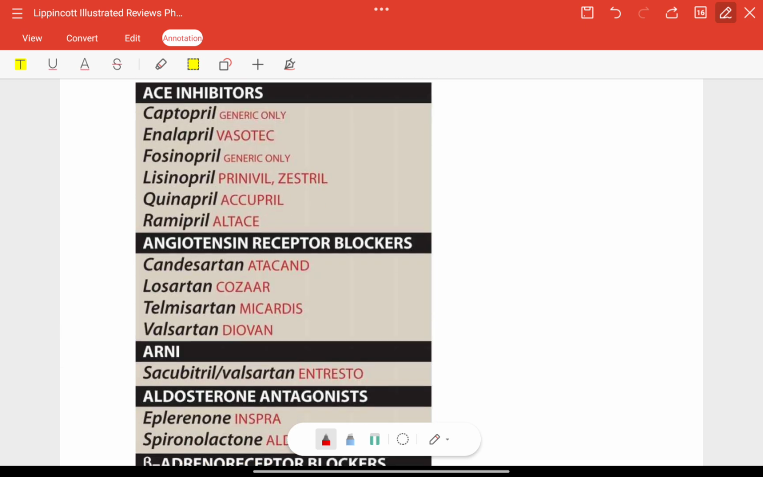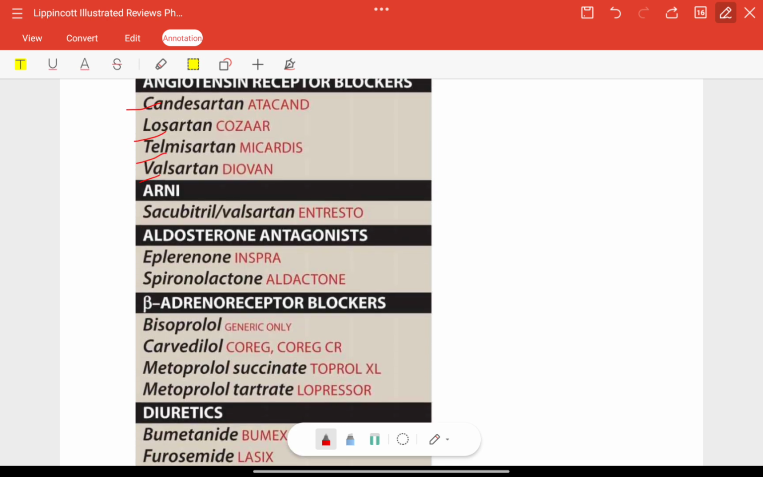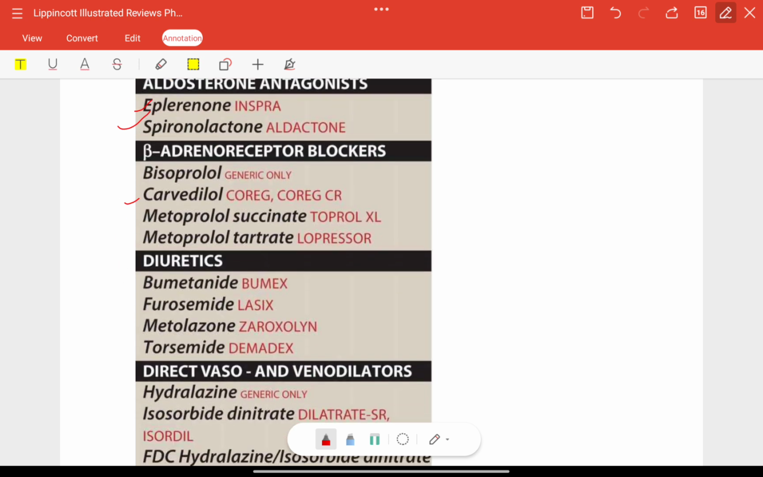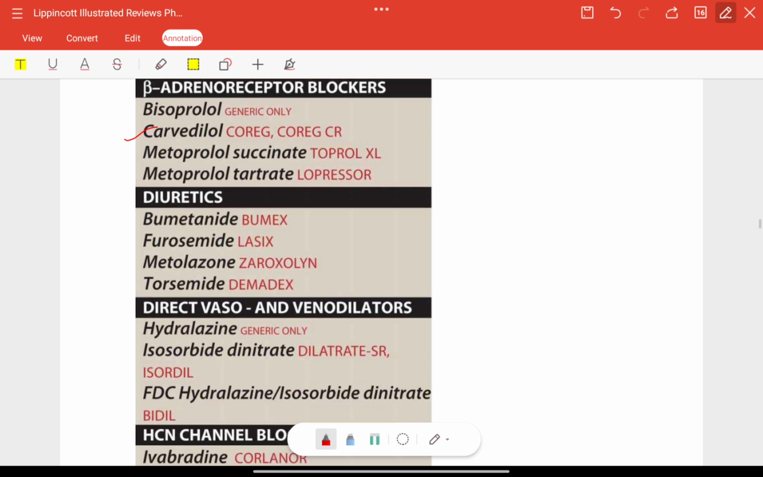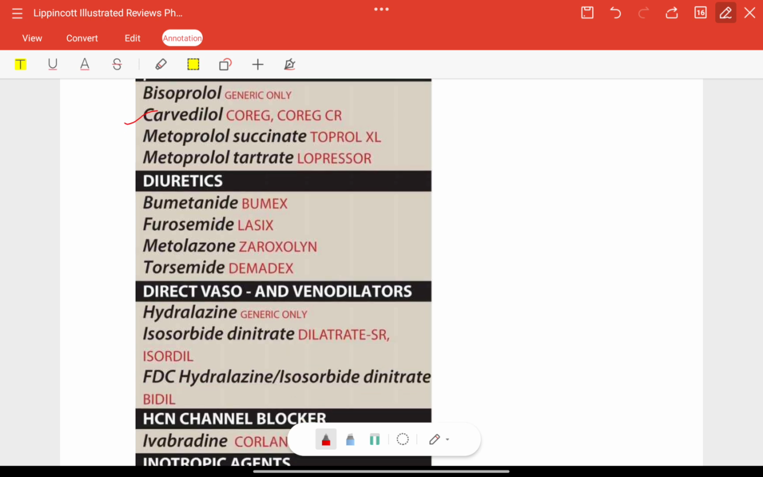Now first, ACE inhibitors: captopril, enalapril, lisinopril, quinapril, ramipril. ARBs: candesartan, losartan, telmisartan, valsartan. ARNIs: sacubitril, valsartan. Aldosterone antagonists: eplerenone, spironolactone. Beta blockers: bisoprolol, carvedilol, metoprolol succinate, metoprolol tartrate. Diuretics: bumetanide, furosemide, metolazone, torsemide.